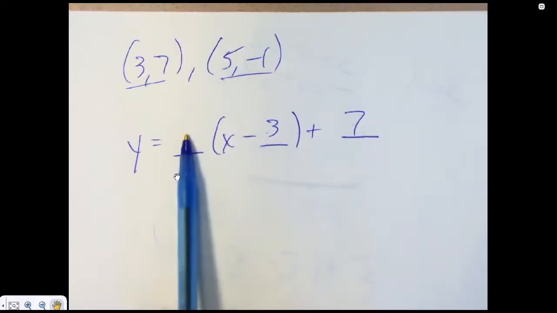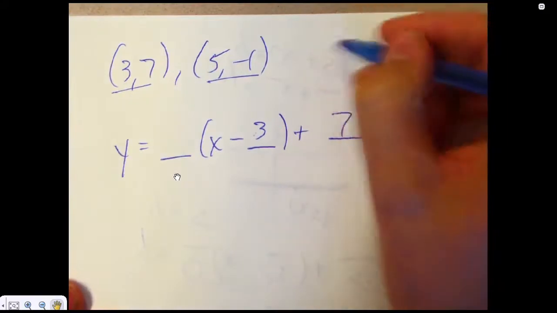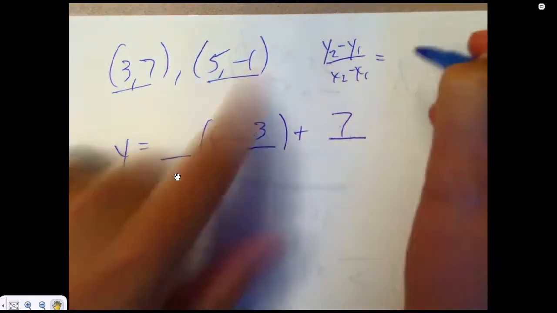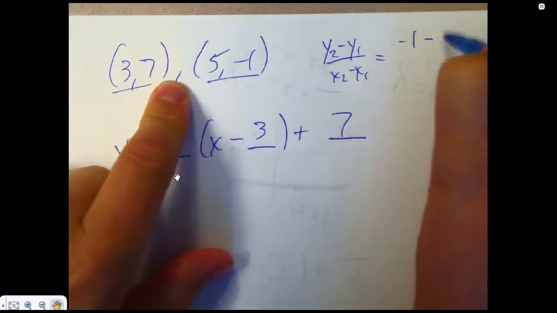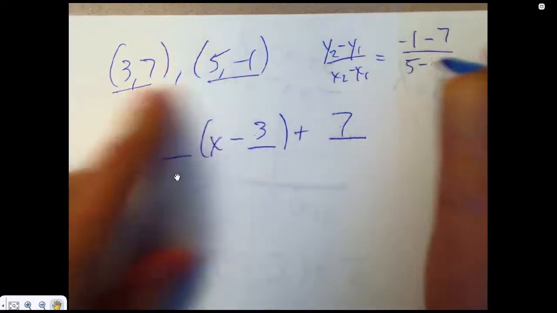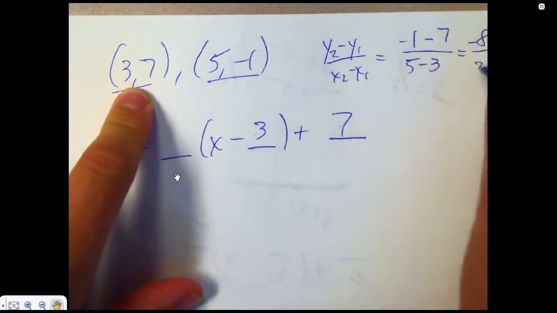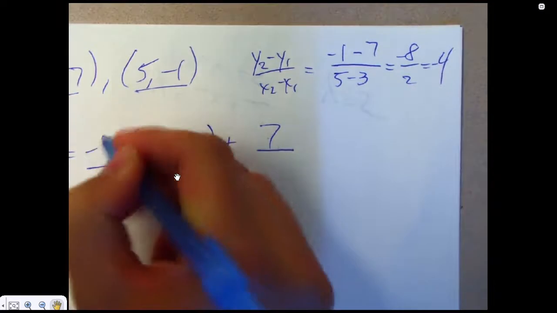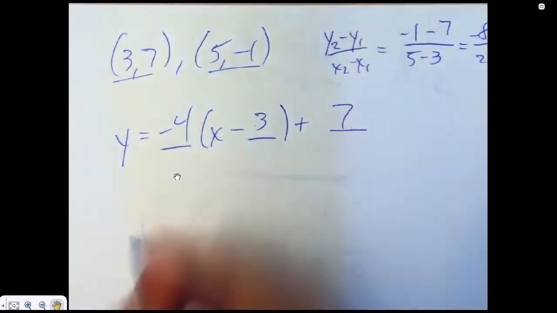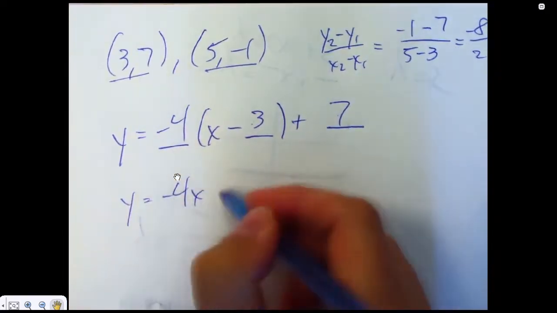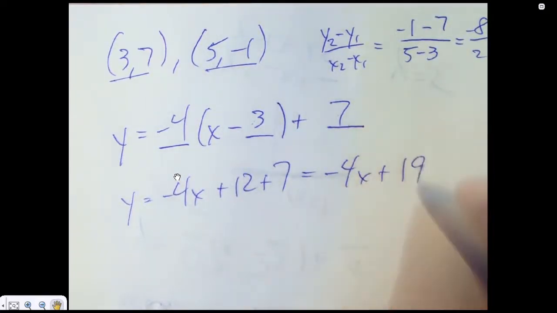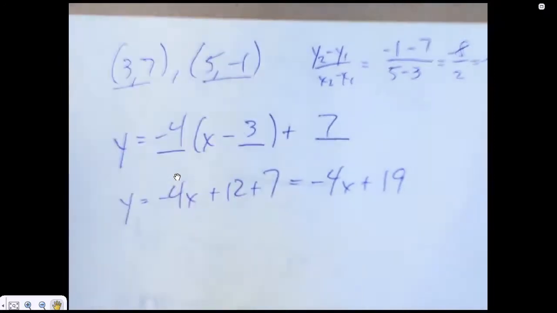And then I got to find the slope. They didn't give it to me. So this is just one extra step. Now I got to back up and use the slope formula to find the slope. So y2 minus y1 over x2 minus x1. So -8 over 2. So in this case, my slope is -4. And then distribute to -4x plus 12 plus 7, so -4x plus 19.